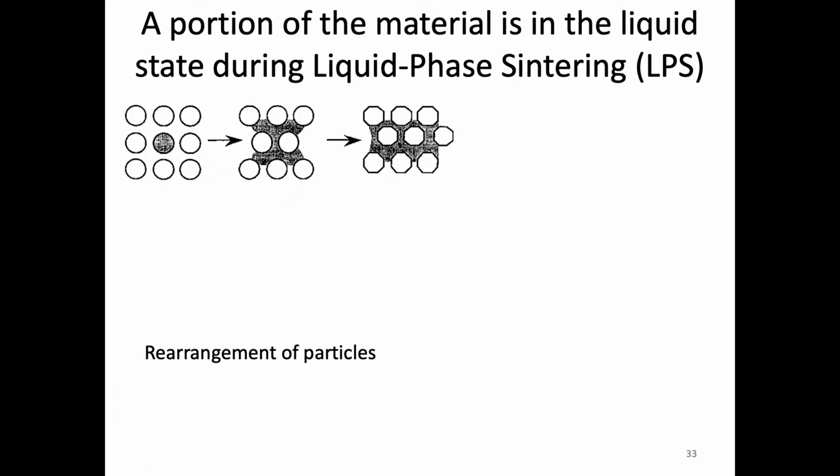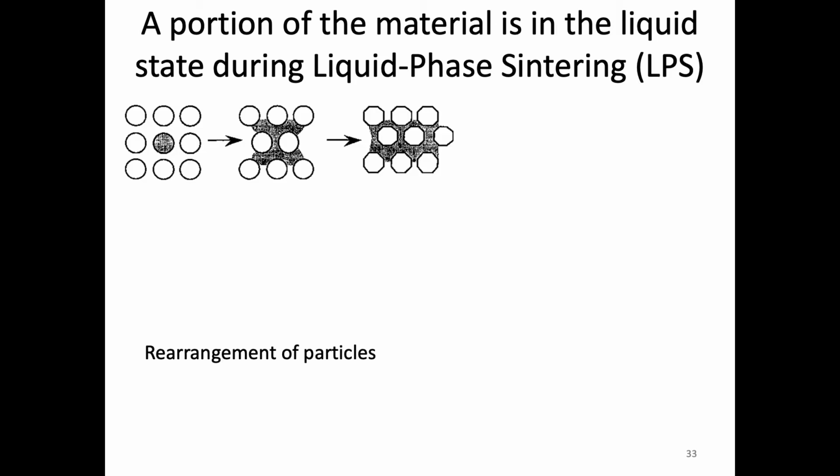Okay. So the first part that we haven't talked about yet is that obviously we have to form a liquid, right? That's got to be part of this process. And so a portion of our material, when it's heated up during sintering, has to form into the liquid state, right?